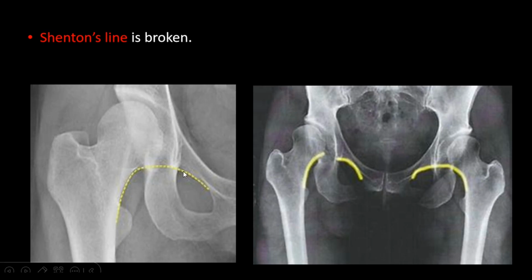As you can see here in the image, this is a semicircular line. Now this is an imaginary line which is seen in a normal individual where there is no dislocation, but in case of dislocation, you will see that there is a break in the Shenton line. This is the normal side and this is the dislocated joint.